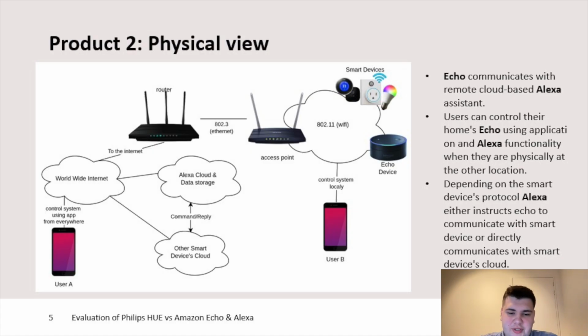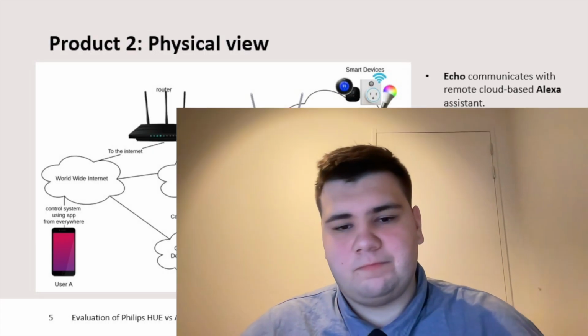Next, we'll have a physical view. We have a router which connects us to the internet. We have two clouds, the smart devices cloud and the Alexa cloud, and sometimes they do communicate, again depending on the protocol. And we have a simple access point which connects all our smart devices and Echo. And lastly, we have two users, A and B, which illustrate that the system can be controlled through the app, either locally or remotely.